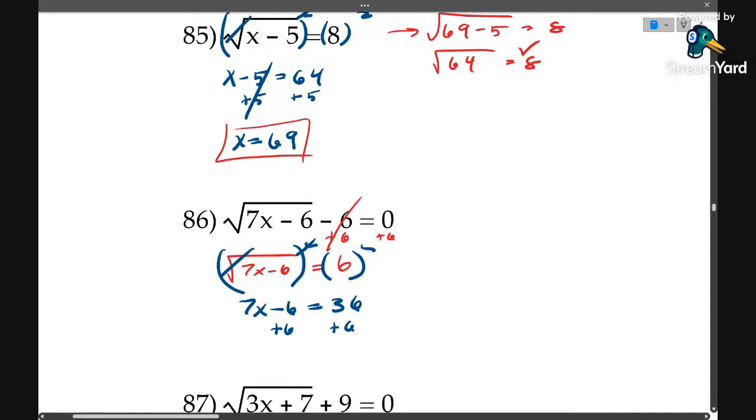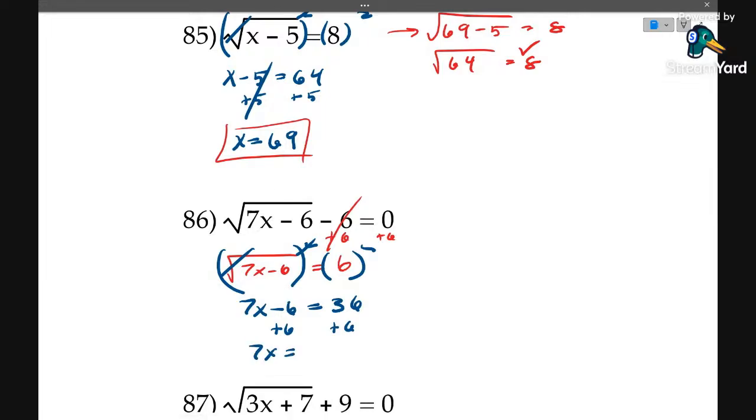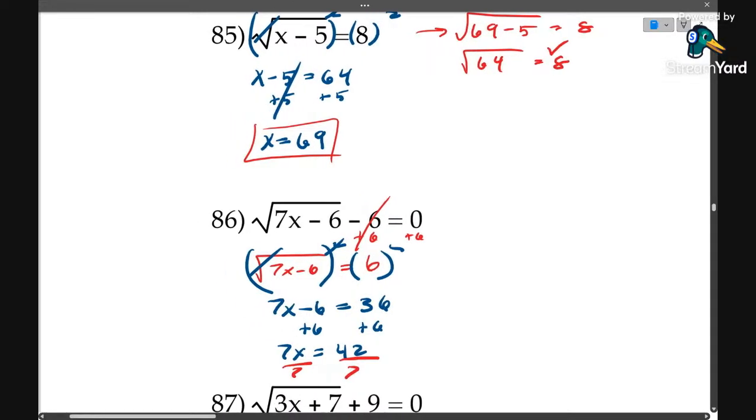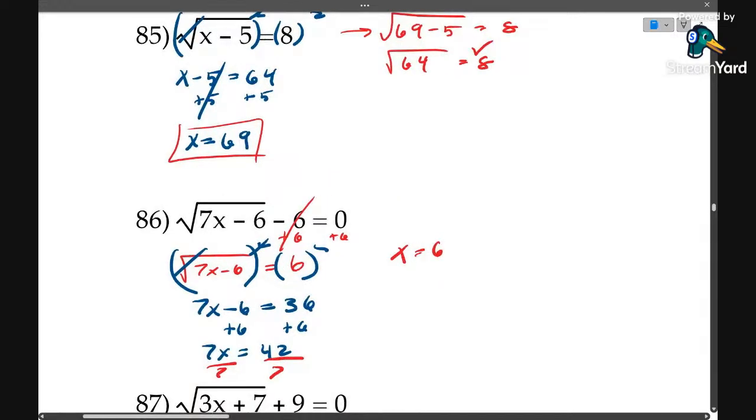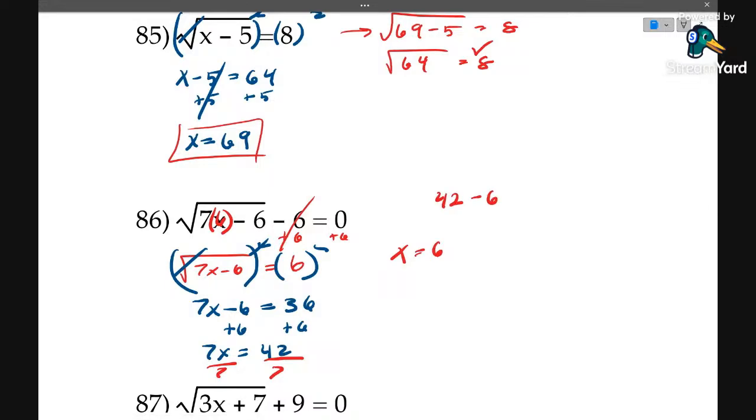We add 6, 7x equals 42. And then we divide both sides by 7, which means that x equals 6. Plug it back in just to double check. 7 times 6 is 42. 42 minus 6 equals 36. The square root of which is 6, minus 6 equals 0. So we know our solution works.